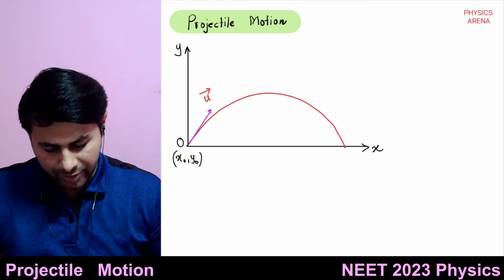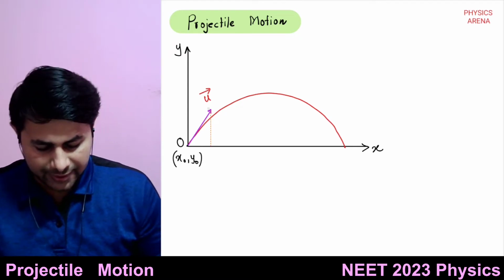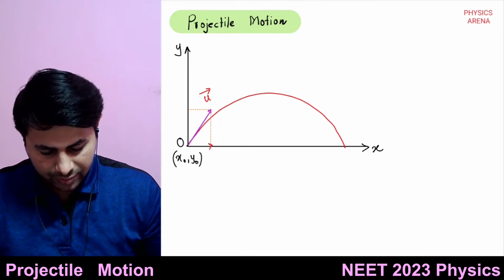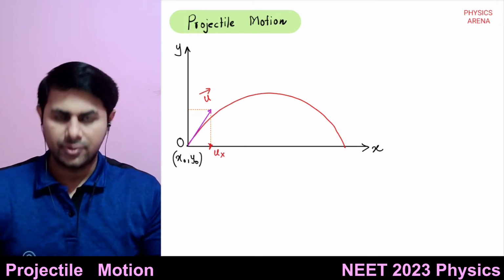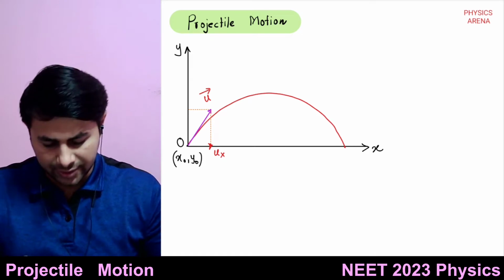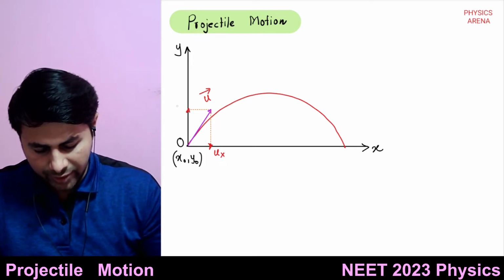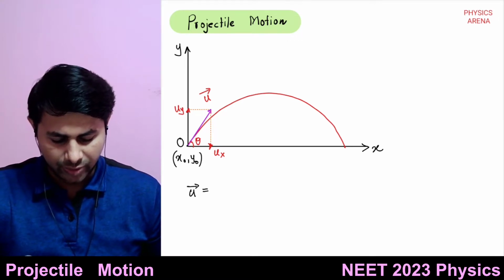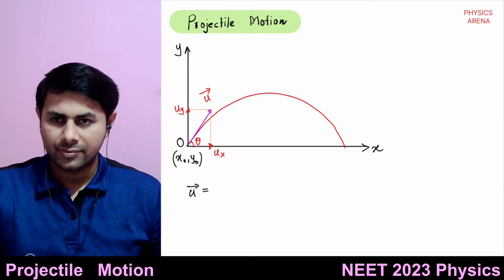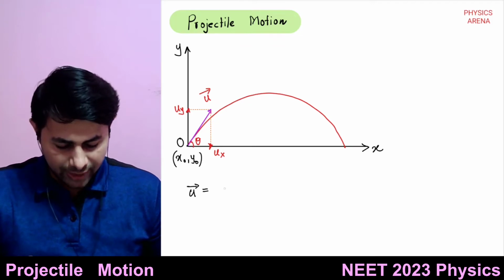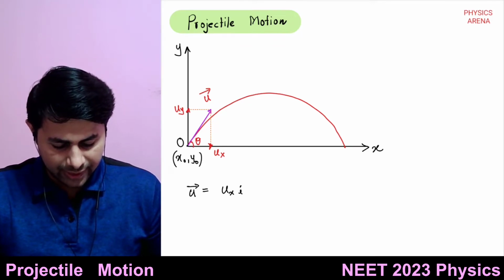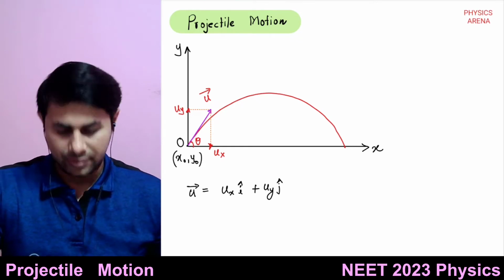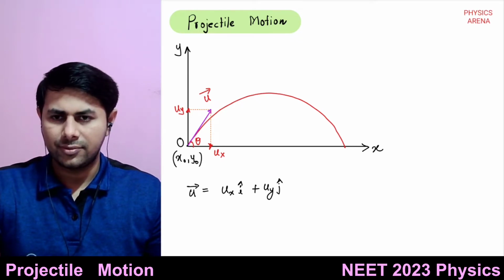The perpendicular components along x-axis and y-axis. So the component along x-axis is ux, component along y-axis is uy. U bar can be written as what? Can I write u bar equals ux times i cap plus uy times j cap? Yes, no?